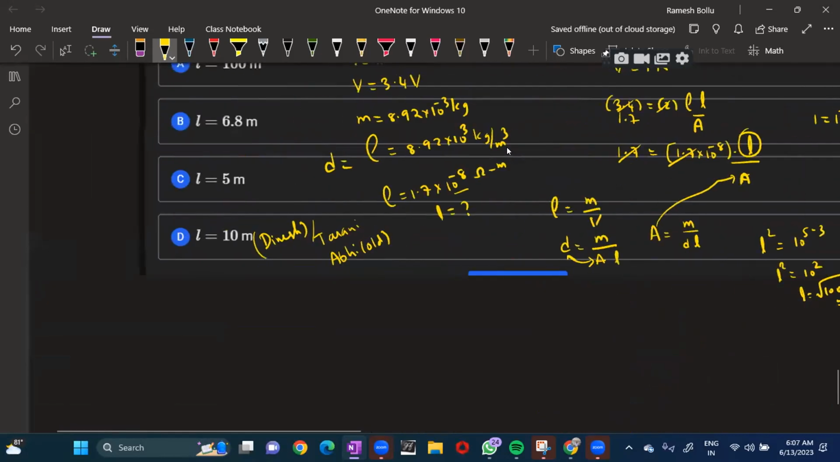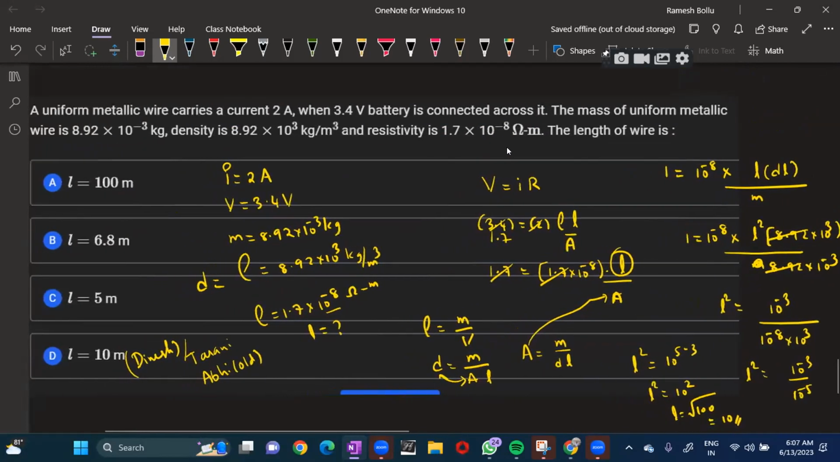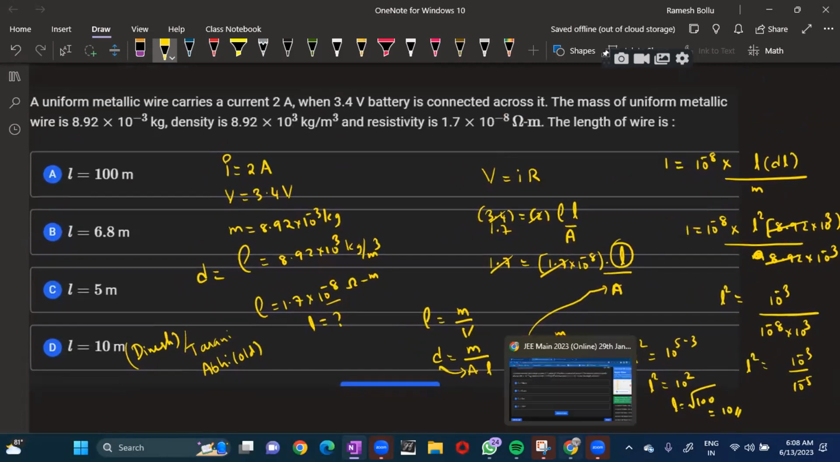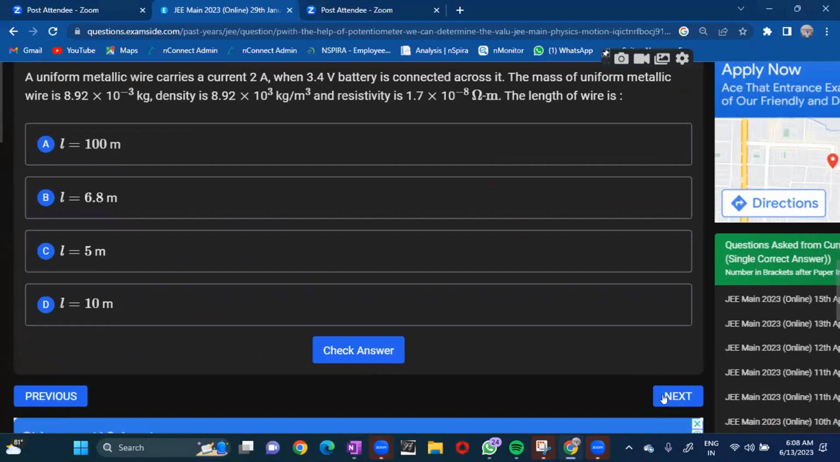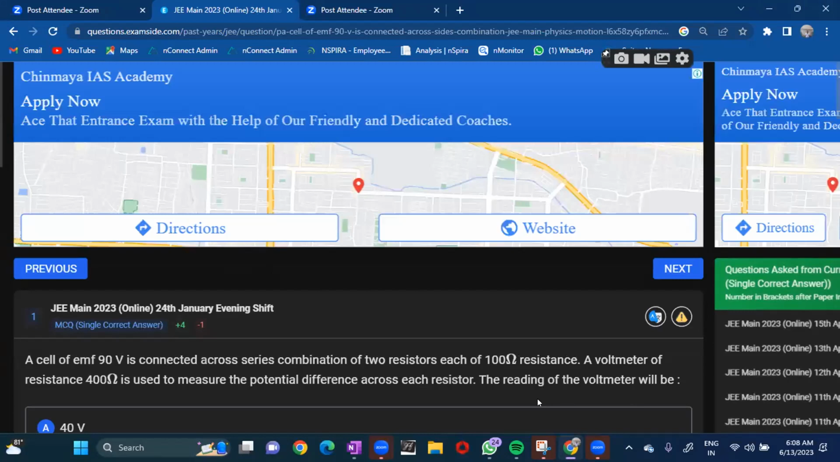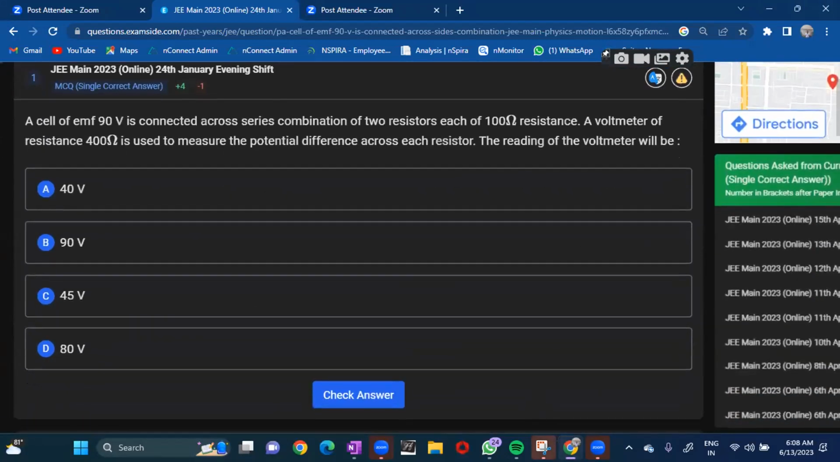Very good job, Dinesh, Tarani, and Abhishek. Okay, everyone understood? Yes, sir. Try this.